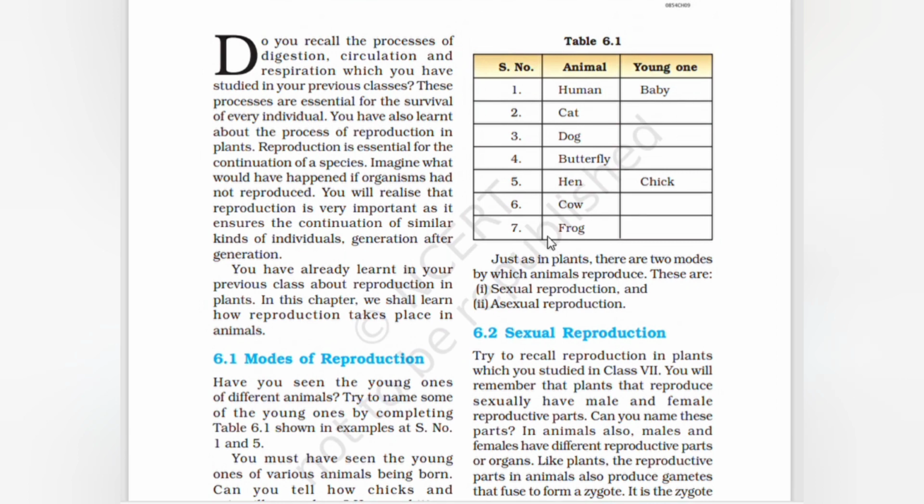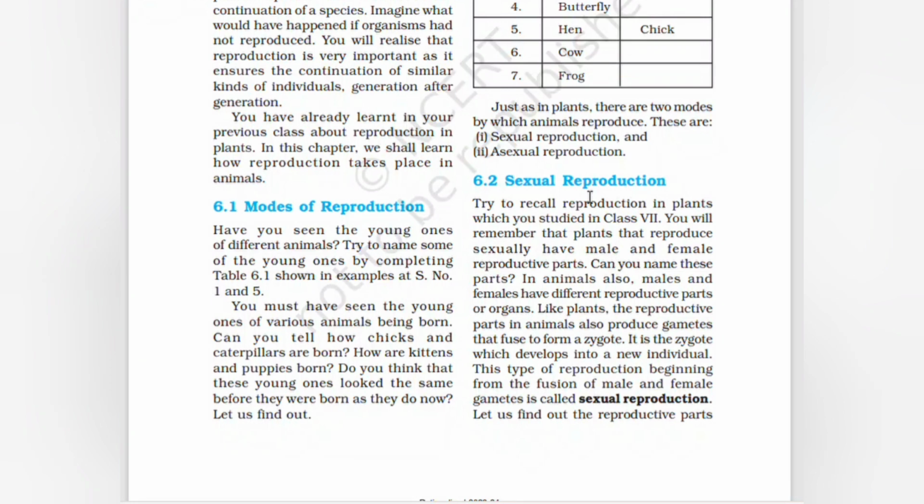For example, frog, butterfly, maybe that is more similar. Just as in plants, there are two modes by which animals reproduce. They are sexual reproduction and asexual reproduction.